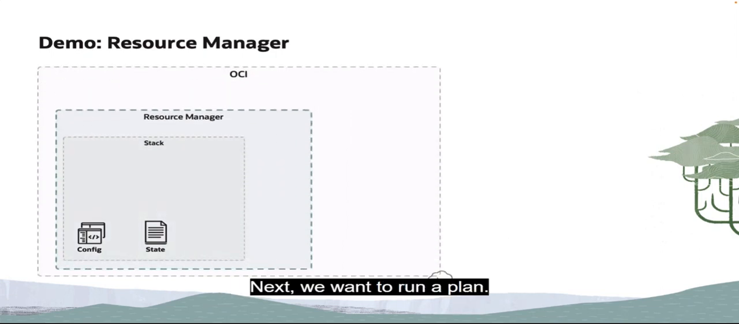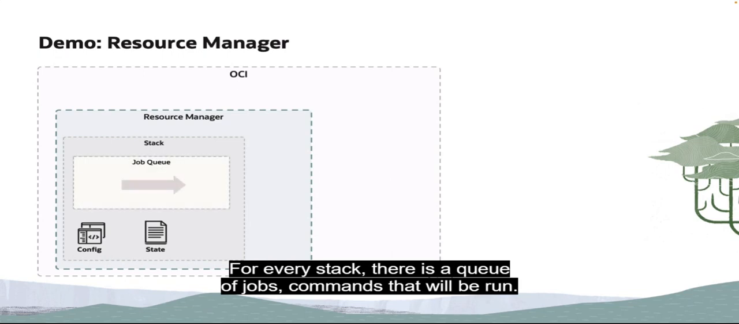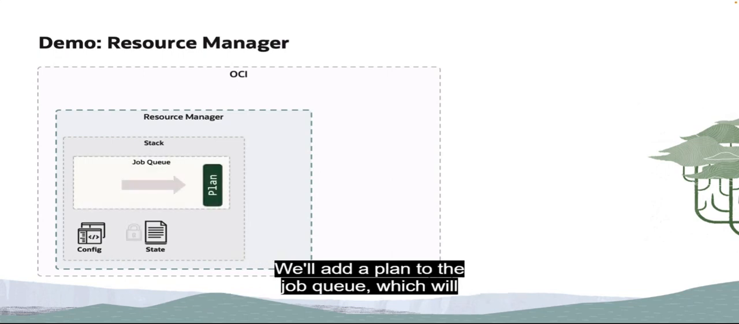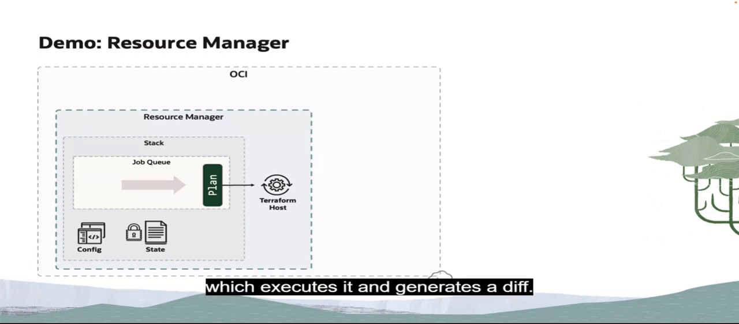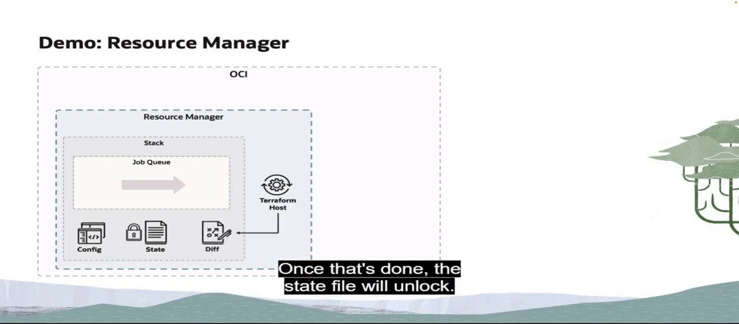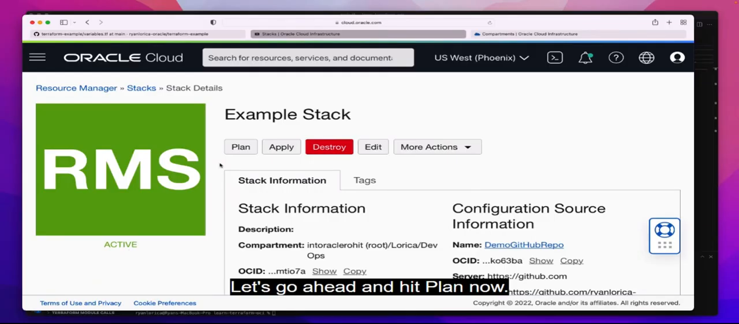Next, we want to run a plan. For every stack, there's a queue of jobs, commands that will be run. We'll add a plan to the job queue, which will lock the state file, get passed to the Terraform host, which executes it and generates a diff. Once that's done, the state file will unlock. Let's go ahead and hit plan now.